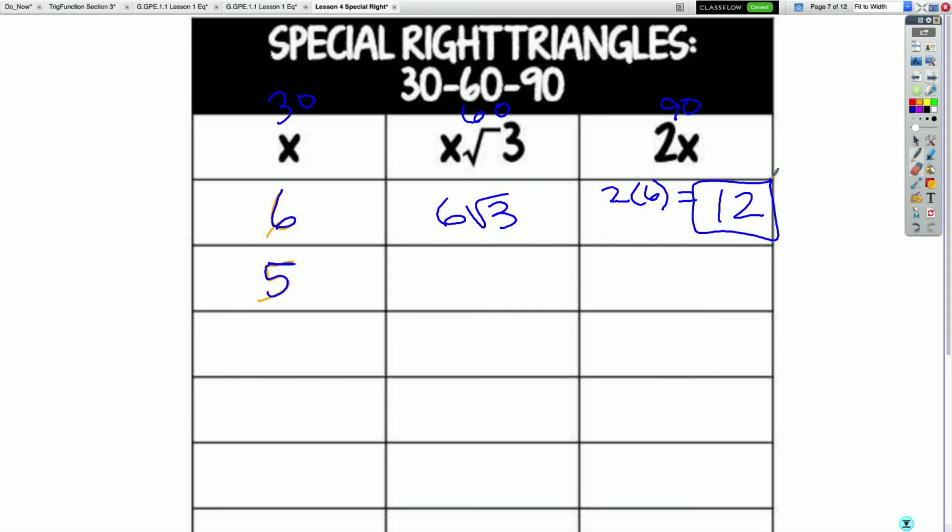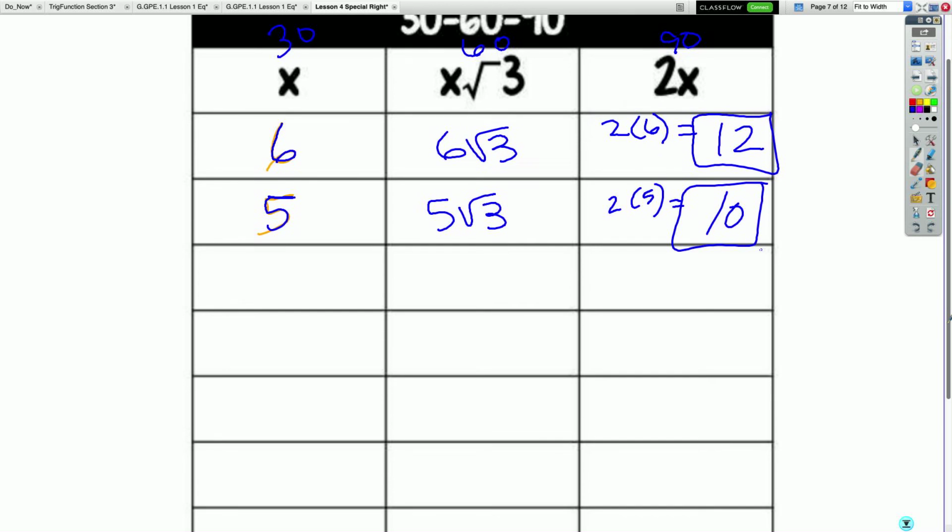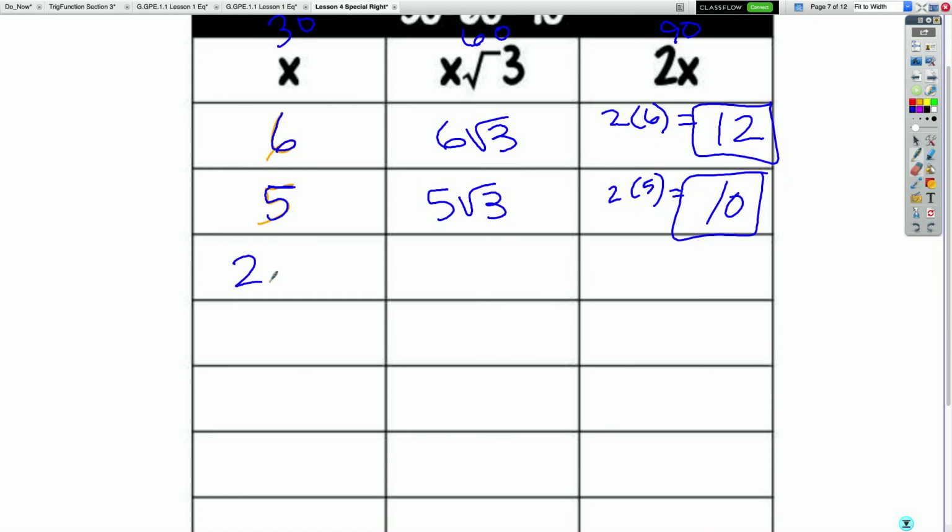Okay, Angelina, what's the middle column here? Very good. And Andrew, what's the last column? 2 times 5. Good. Okay, so those are our easy examples. I'm going to give you a little bit trickier ones. So let's do 2 square root of 2.